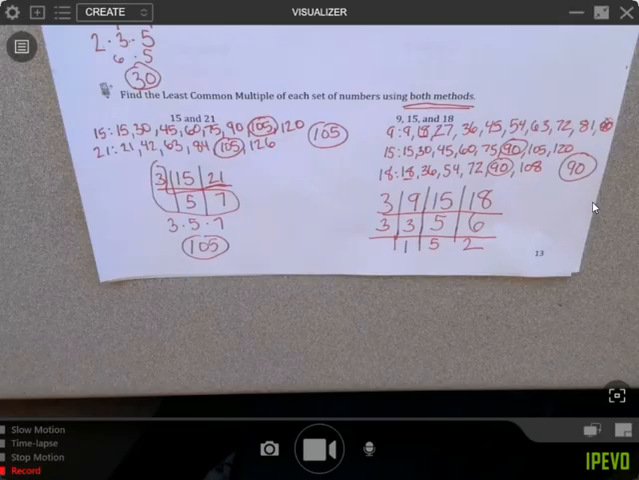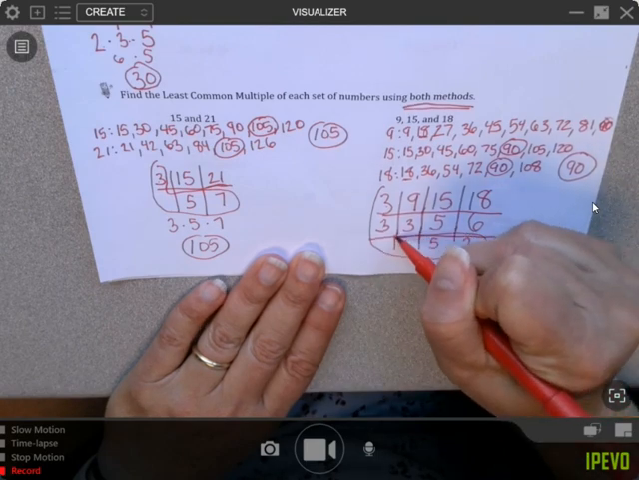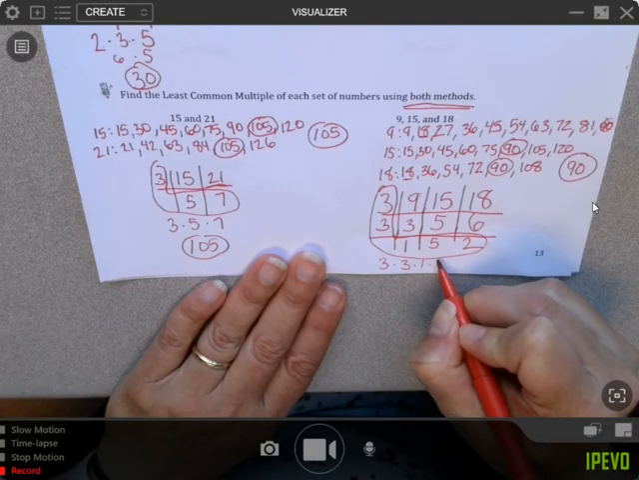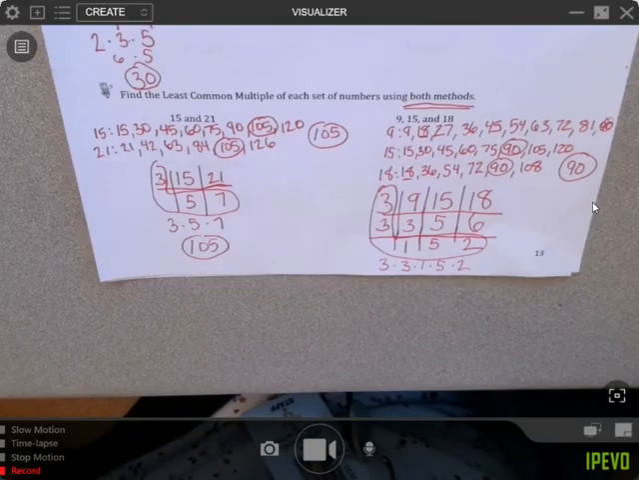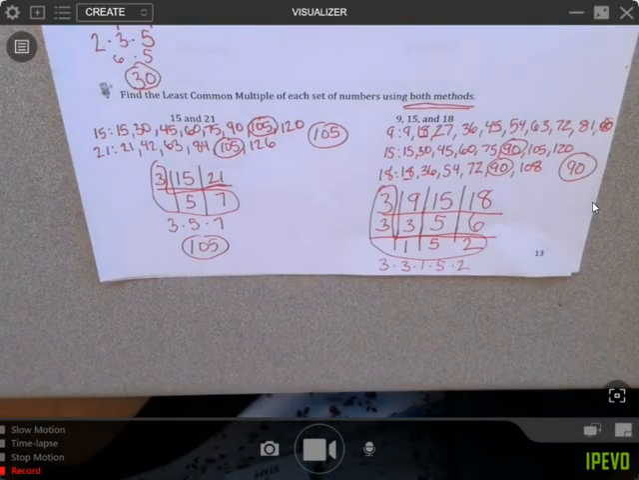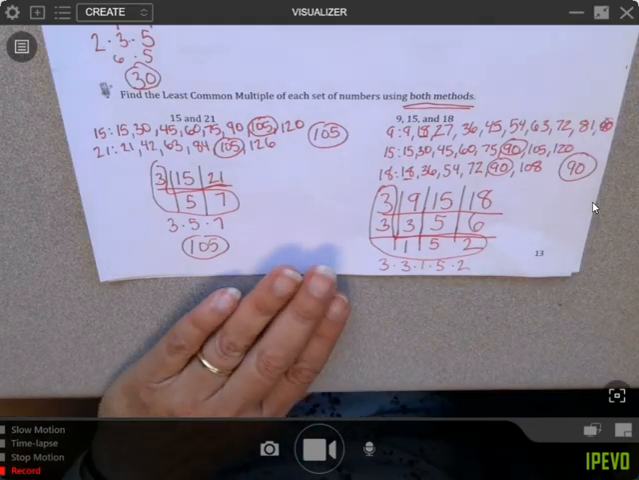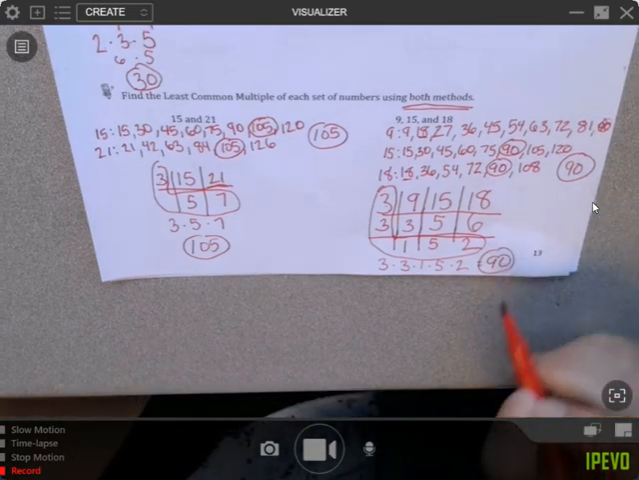Oh, wait, no. So I'm going to make my L. And I'm going to say 3 times 3 times 1 times 5 times 2. Use your calculator. What does that equal? 3 times 3 times 1 times 5 times 2. What do you get, Michael? 90. It is the same answer, that least common multiple.